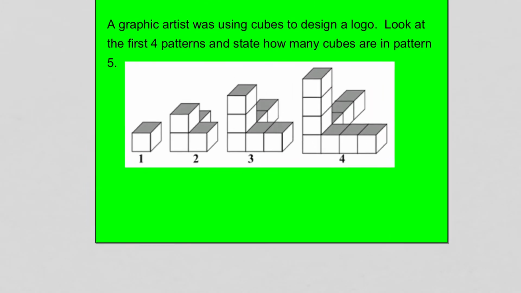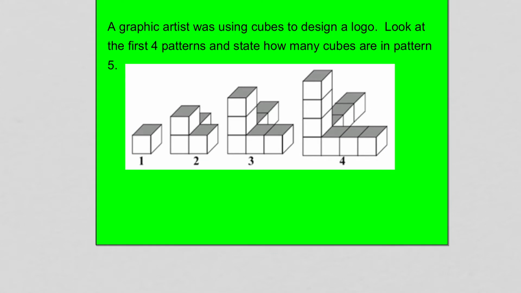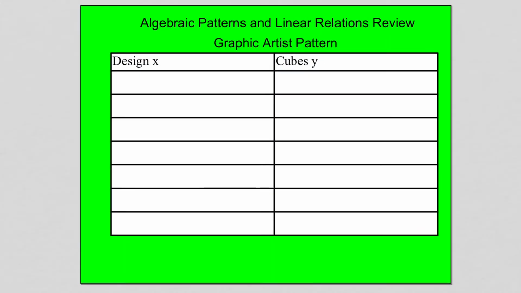And when you study this situation, you see that in the first diagram there is 1 cube. In the second diagram there are 4 cubes. In the third diagram there are 7 cubes. And in the fourth diagram there are 10 cubes. So one of the first things we do in these situations is make a table of values. So the kids made a table of values and started to track all the different designs that you could get with these cubes.